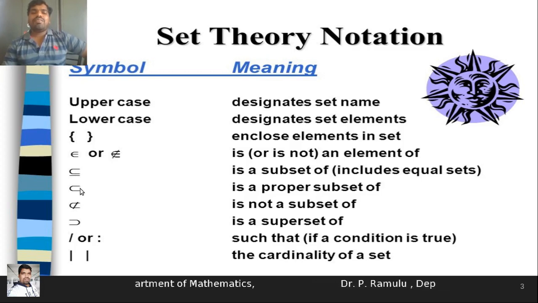Subset, strictly subset. If I take A equal to {1, 2, 3, 4, 5}, B is equal to {1, 2, 3, 4, 5, 6}. That means A is strictly a subset. That means we can write proper subset. It is not equal to.